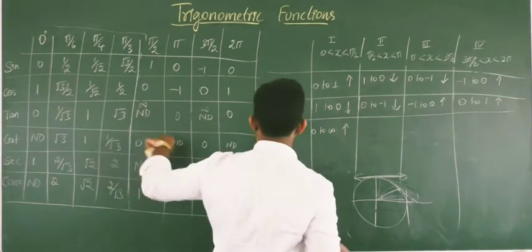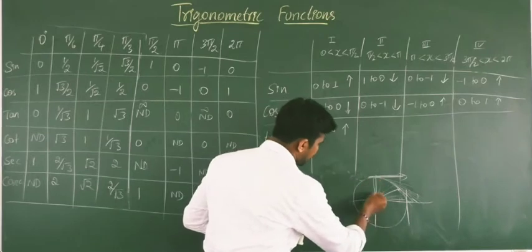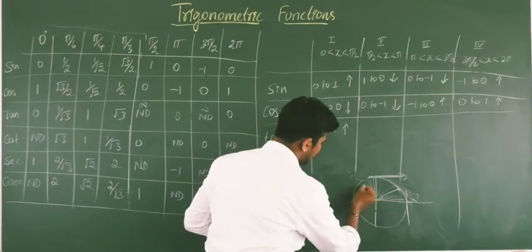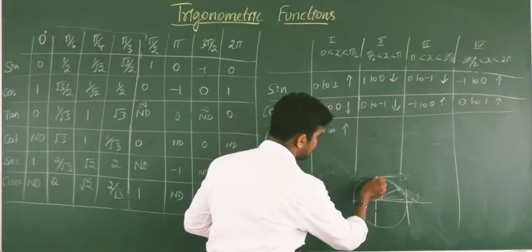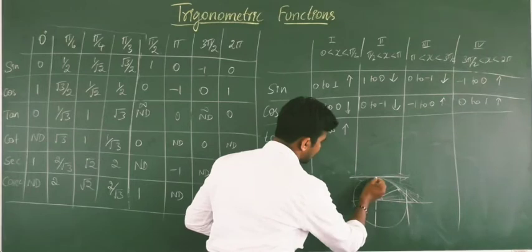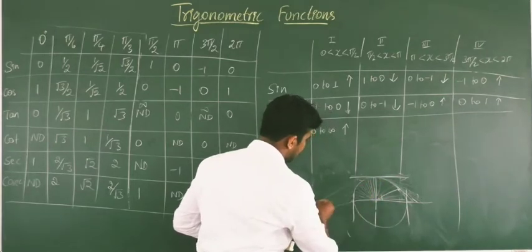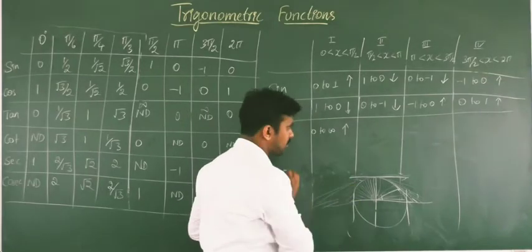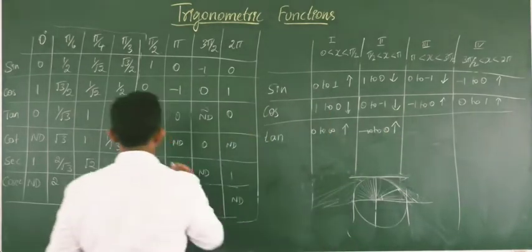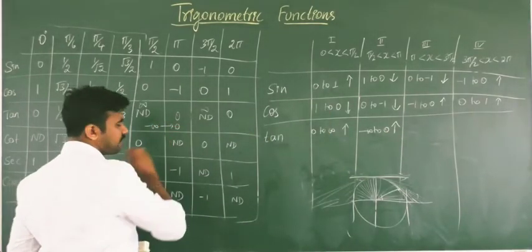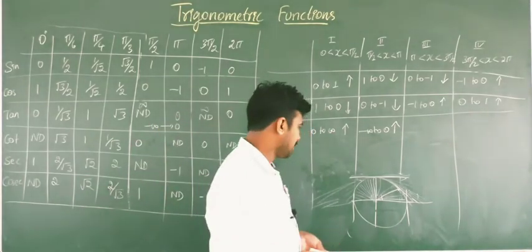Now in the second quadrant, from pi by 2 to pi, if you take the central angle, see how the tangent comes here. It starts from minus infinity and comes down to 0. So here again it is increased from minus infinity to 0. You get an increasing graph for the tan function in the second quadrant.